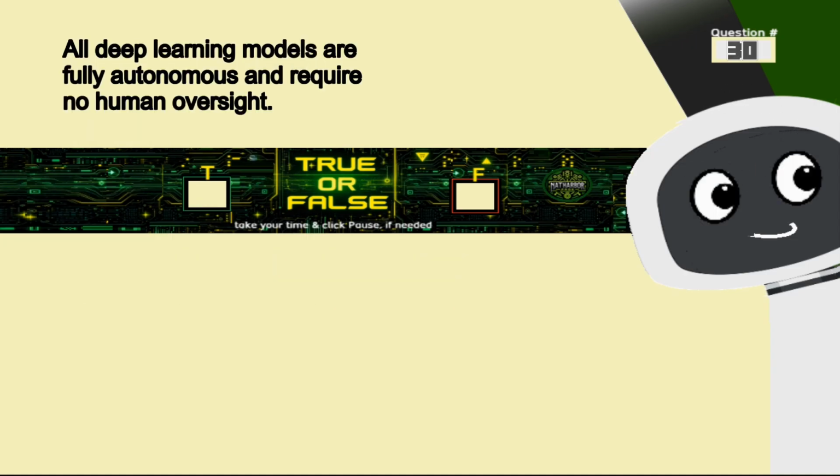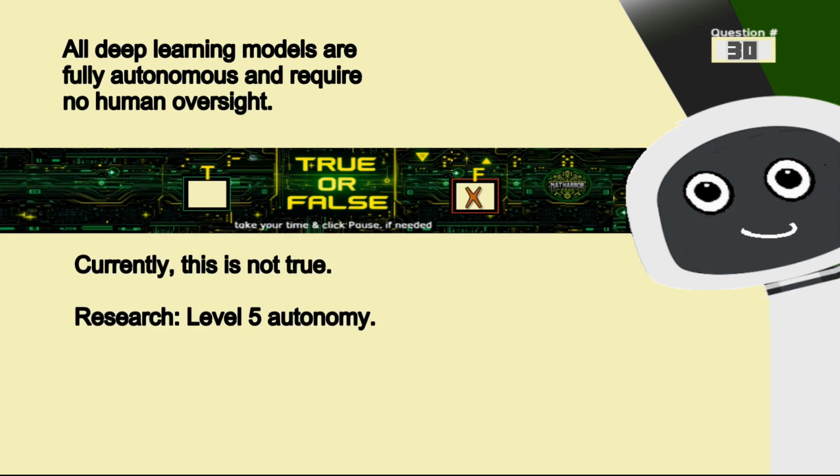True or false? All deep learning models are fully autonomous and require no human oversight. That's false. Currently, it's not true. However, research is aiming toward level 5 autonomy.